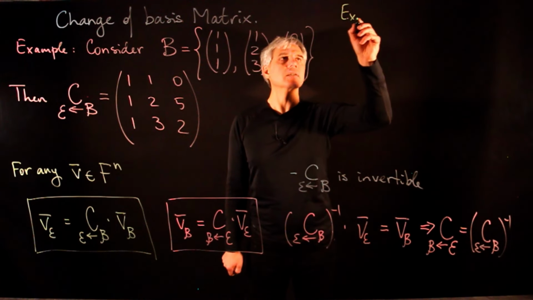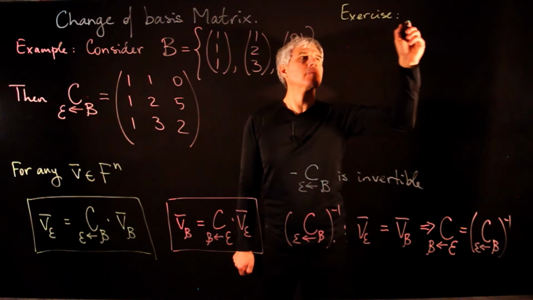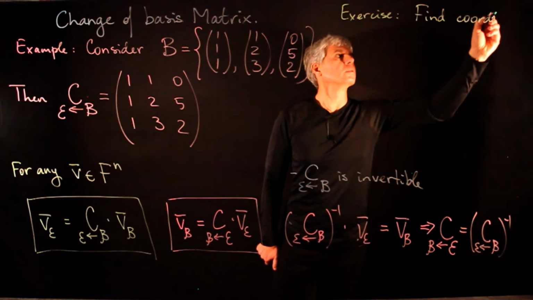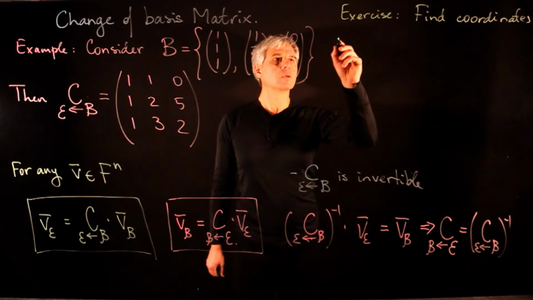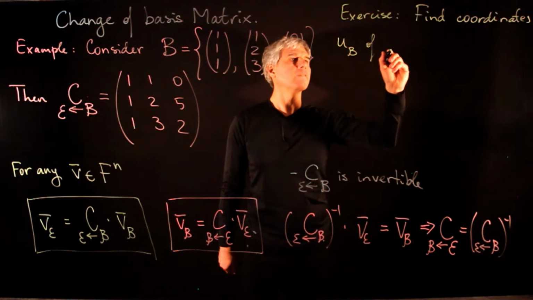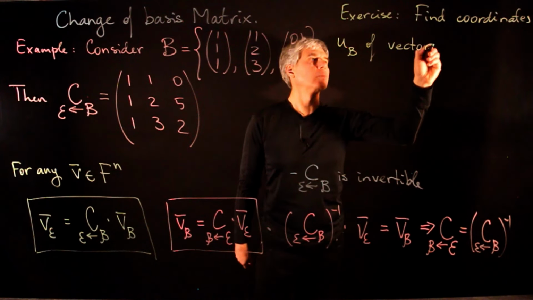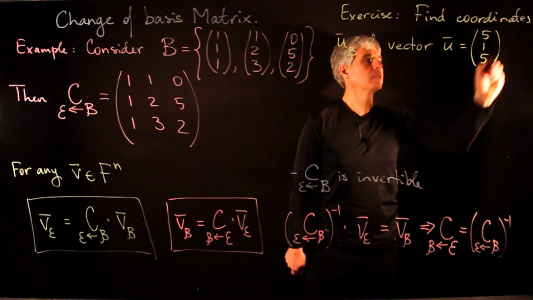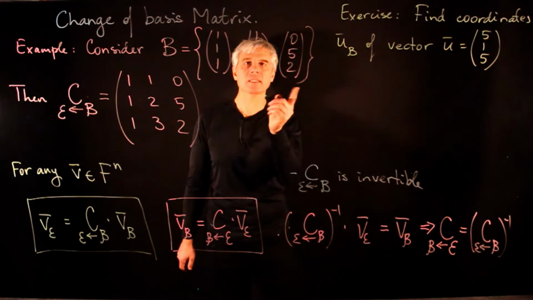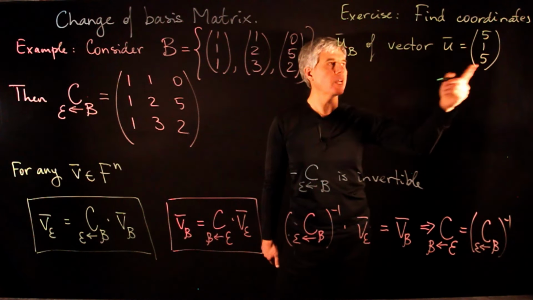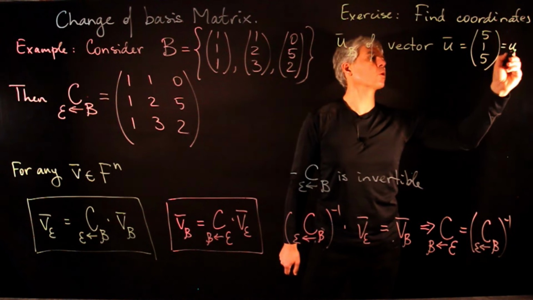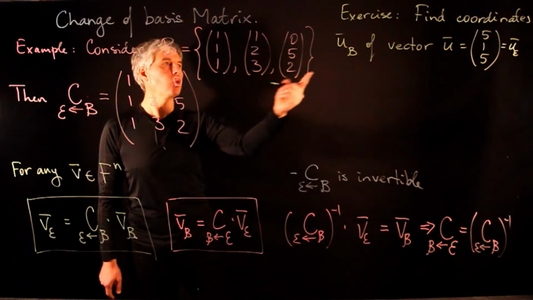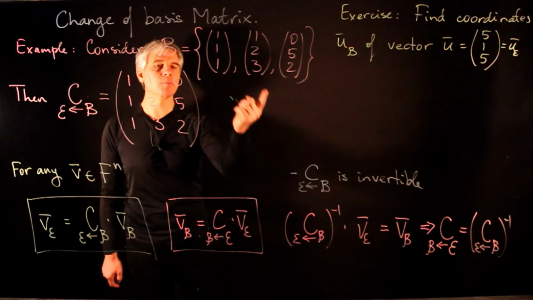So as an exercise, find the coordinates U_B of vector U, which is (5, 1, 5). So here we have this basis, and we have this vector U, and of course these are standard coordinates of a vector. And now we need to find non-standard coordinates of the same vector with respect to this basis.